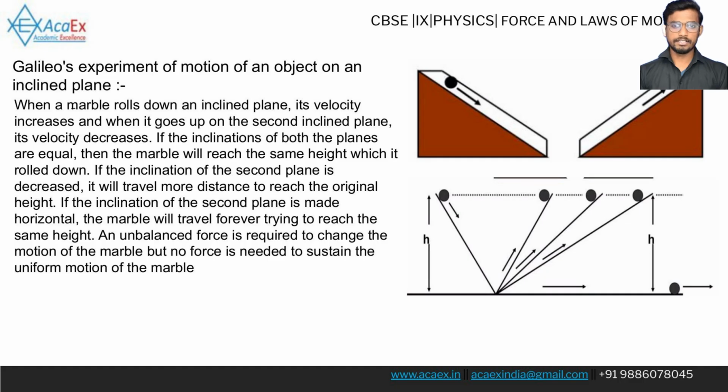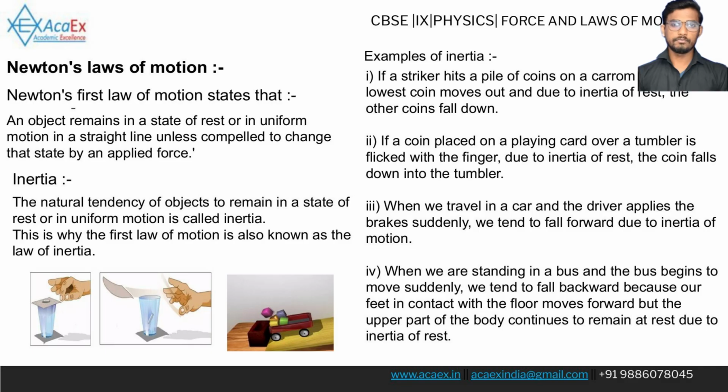Galileo's experiment. A marble rolling down an inclined plane gains speed. It loses speed when going up another incline. If the second incline is horizontal, the marble would roll forever. No force is needed to sustain uniform motion. Force is only needed to change motion. Newton's first law of motion: an object remains at rest or in uniform motion unless acted upon by an external force.